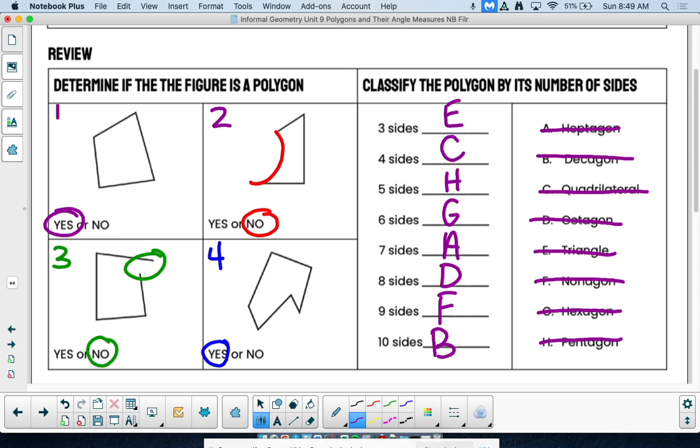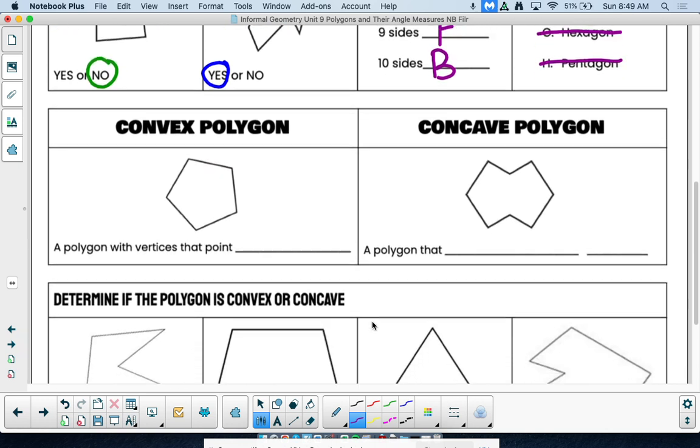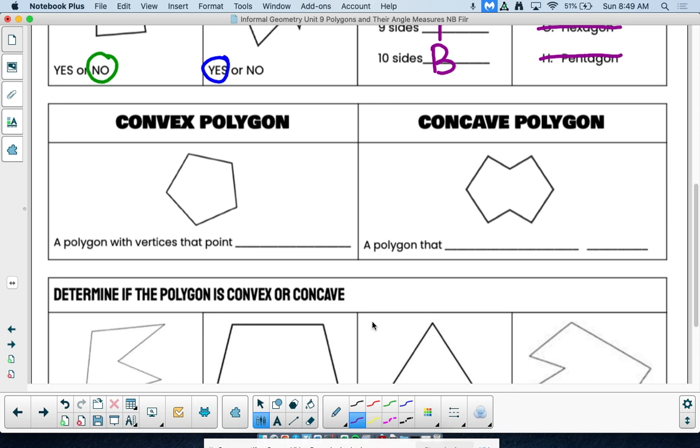All right, so up until this point, nothing new. This is a review from probably about a month ago. Now we're going to kind of get into something a little different. So besides naming a polygon based on the number of sides it has, you can also decide if it's a convex polygon or concave. So a convex polygon is a polygon with vertices that point outward. What does that mean? It basically just means that all of my vertices point outside our figure. Like they're pointing like this way out, right?